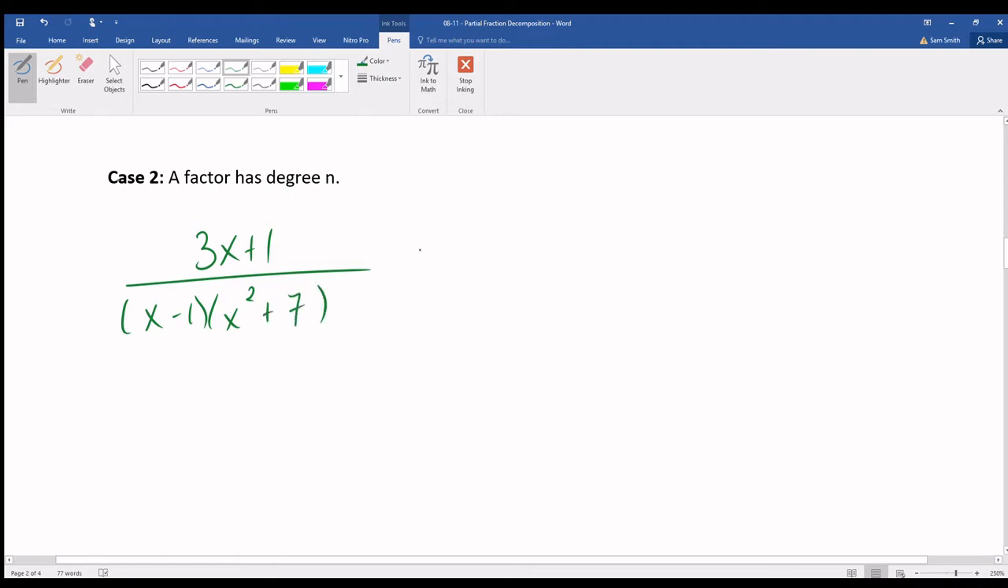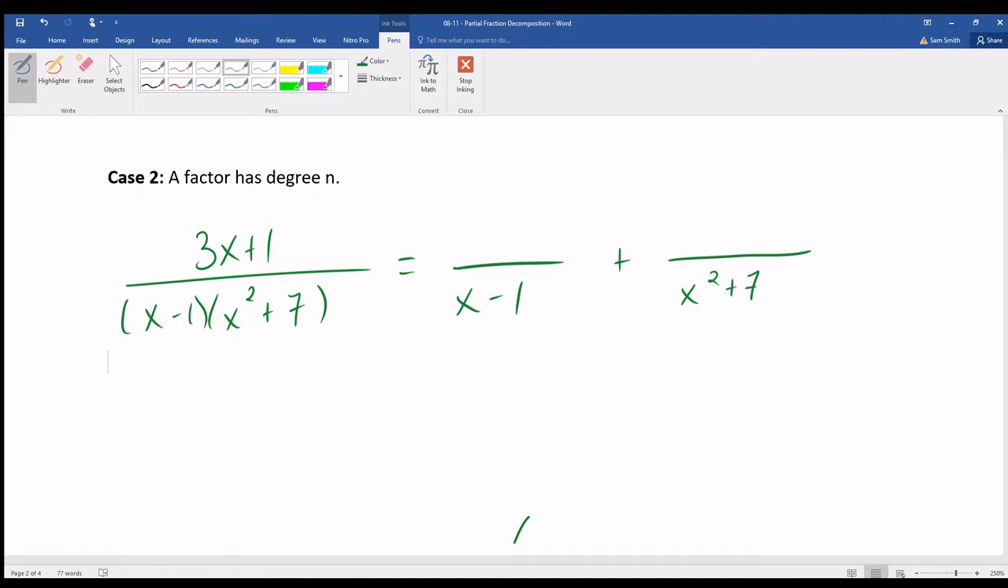Now once again, I think that if we want to decompose and unadd this fraction, it's reasonable to have two fractions, one with a denominator consisting of x minus 1, and the second with a denominator consisting of x squared plus 7. But the question is, what is reasonable to put in the numerator for a guess of what should go here? In the previous example, when our denominators were both linear, we put constants in the numerator for our guess at the final answer.